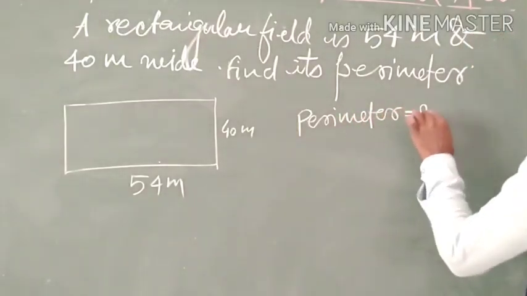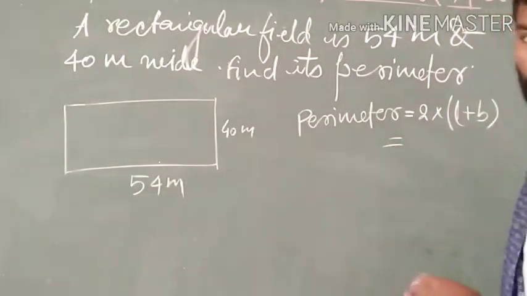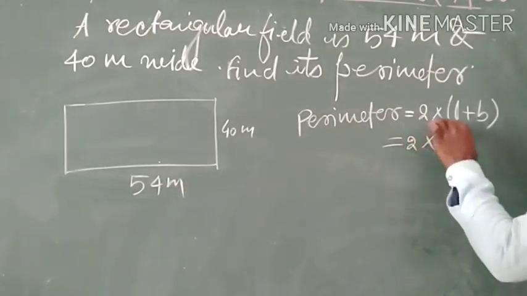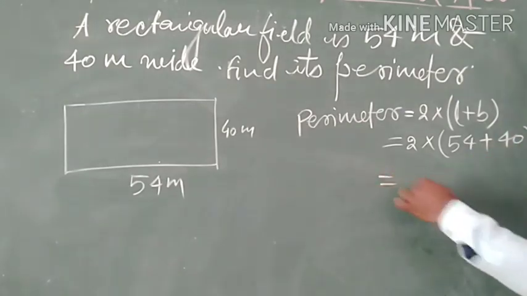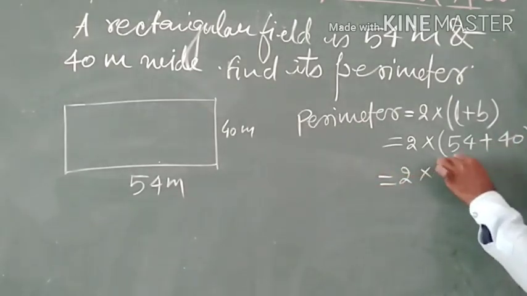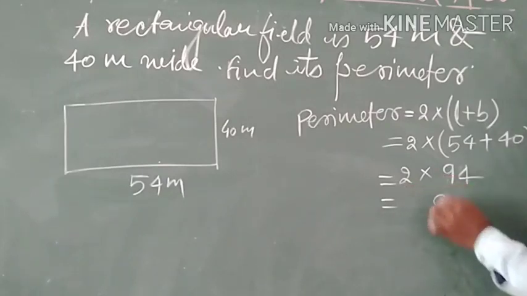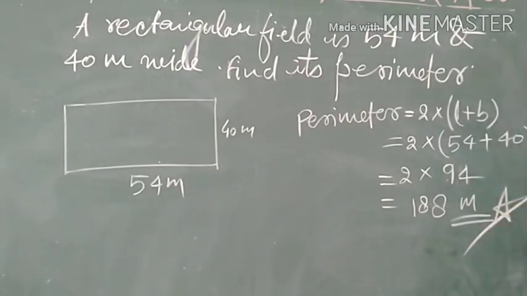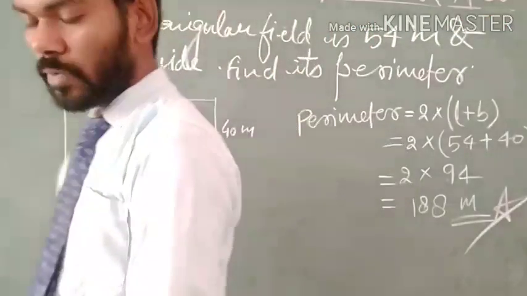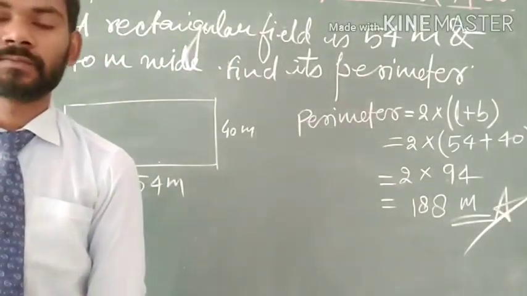P is equal to 2 into L plus B, and this is equal to 2 multiplied by 54 plus 40, and here we get 2 into 94. After solving, 2 fours are 8, 2 nines are 18. Therefore, 188 is the right answer. 188 is the exact answer of this question.